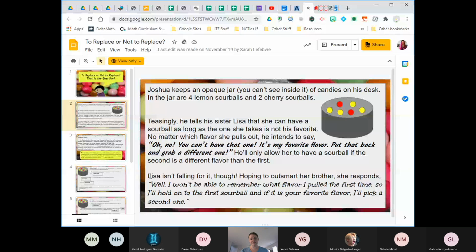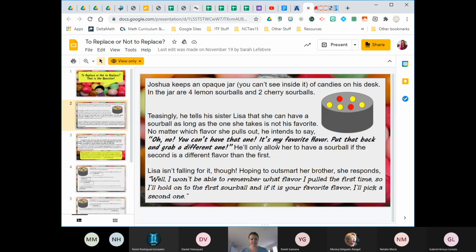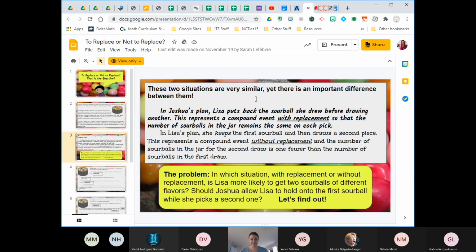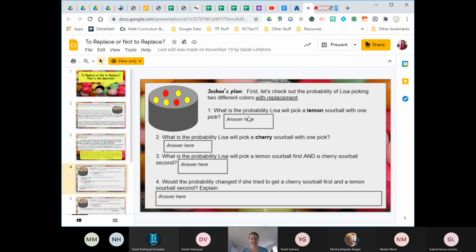And it's all going to center around this second slide. So make sure you read this very carefully. It's going to use the jar of candies that you see here, and a game that Joshua and his sister are playing. So read slide 2, read slide 3, and you're going to try to figure out which situation is better for Lisa and better for Joshua.